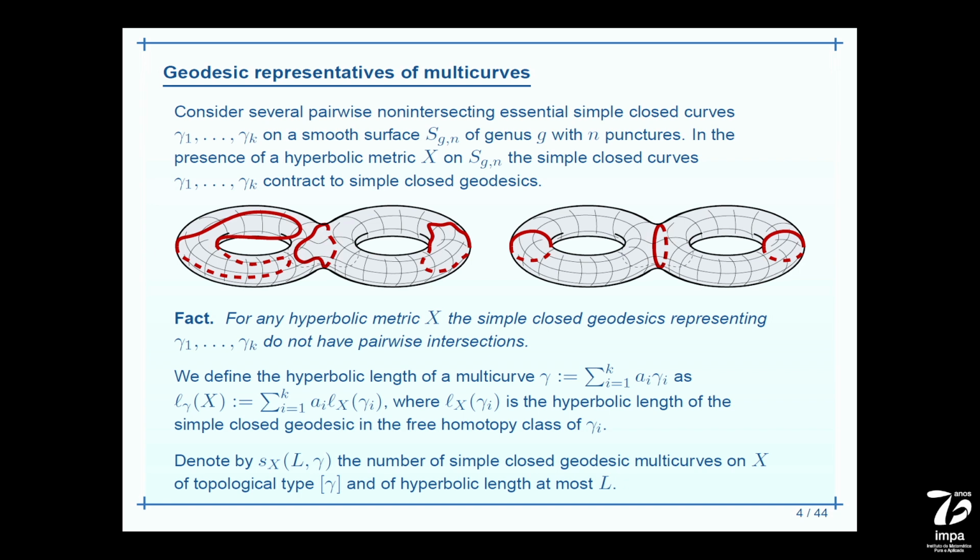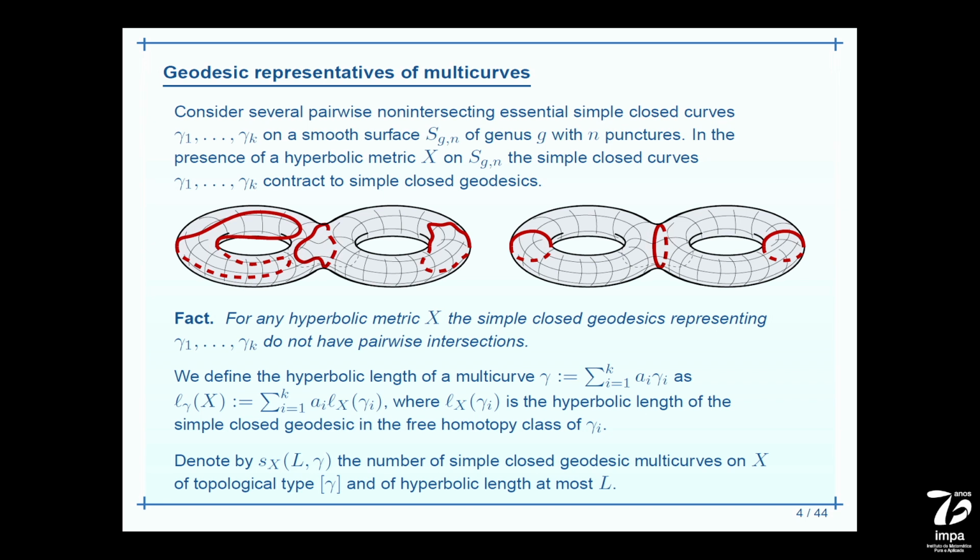And in this way, as soon as I introduce some hyperbolic metric, I can measure the length of these curves. So I let them contract to geodesics. I measure the length of geodesics, and that's the length. And I can associate the total length to a multi-curve by recalling what were the weights of different components and computing the length of each component weighted by these weights. So this is the length of a multi-curve like this.